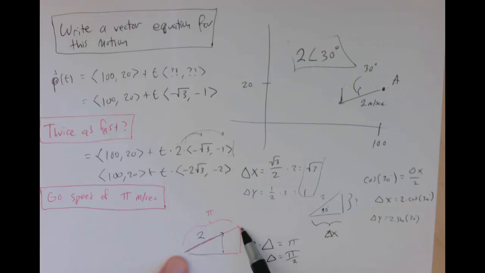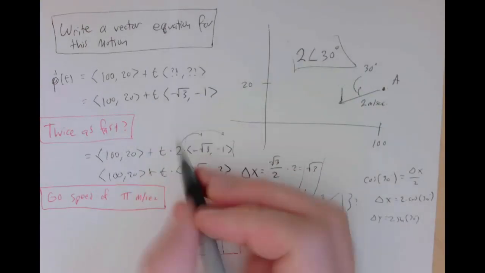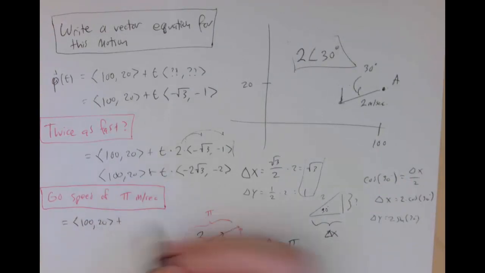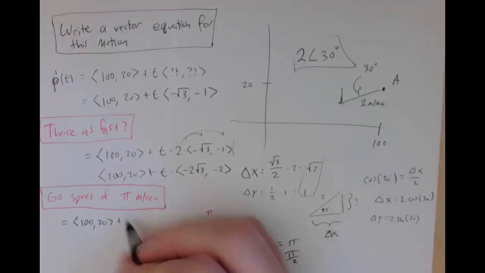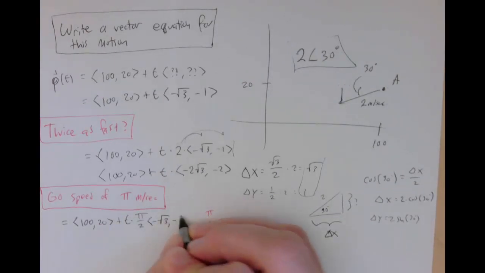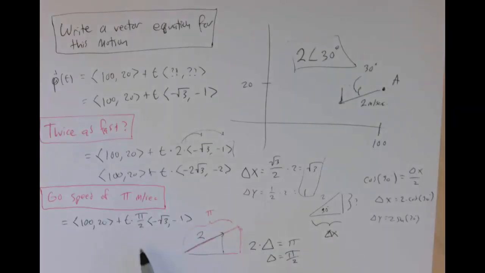So that's the new length you're moving every second, which is going to give you your speed. So I'm going to take my original vector up here and rewrite it. I'm starting from the same location, 120, except now I'm going to scale it by pi over 2. So we've got t times pi over 2, and then negative root 3 and negative 1. And just like before, you could choose to multiply this in if that feels nicer to you.